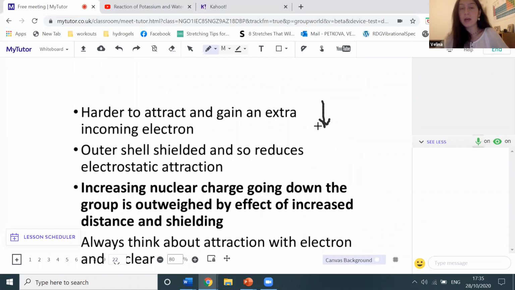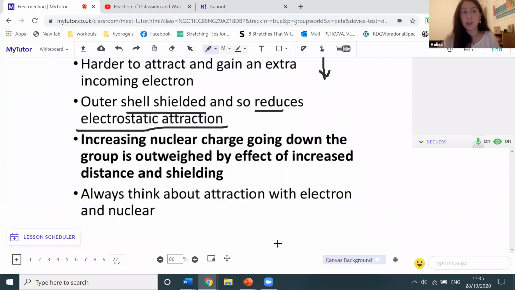Okay, because down the group there's weaker attraction between the outer electron and the nucleus because you're further away. There's also more shielding, which also reduces these electrostatic attractions. Although some of you may argue that down the group you have more protons in the nucleus, which means a higher nuclear charge, this is outweighed by the effect of increased distance, so a larger atomic size, and this electron shielding.